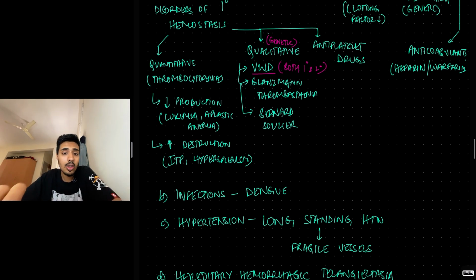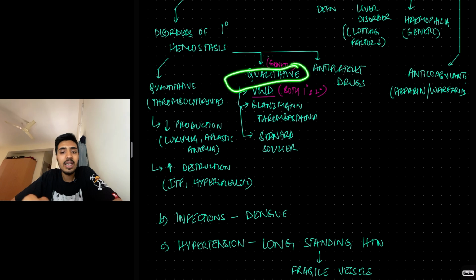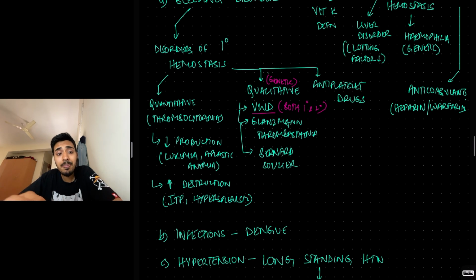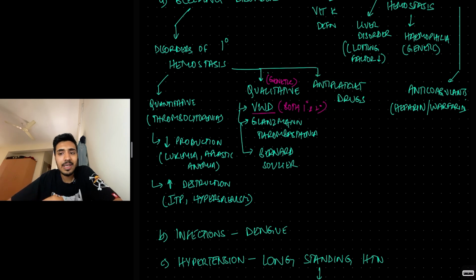So this can cause a reduced platelet count, leading to a disorder of primary hemostasis. Or it can be a qualitative platelet disorder like von Willebrand disease, Glanzmann thrombasthenia, Bernard-Soulier syndrome, etc. Or the patient is on antiplatelet drugs like low dose aspirin. So these are some reasons.